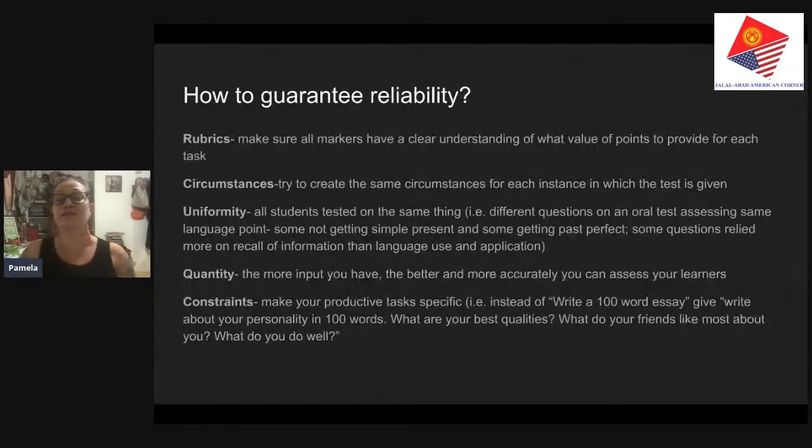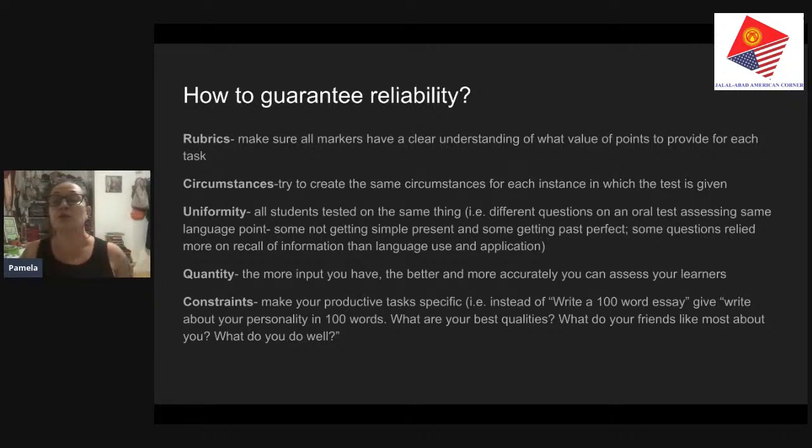You don't want it to be that a whole group of students was woken up very early in the morning and they didn't have enough sleep, and then another class is very well rested and had a good breakfast, and that's why they're performing better. Right? So there's only so much we can control for that, but we try to control as much as we can. Uniformity. So all students are tested on the same thing.